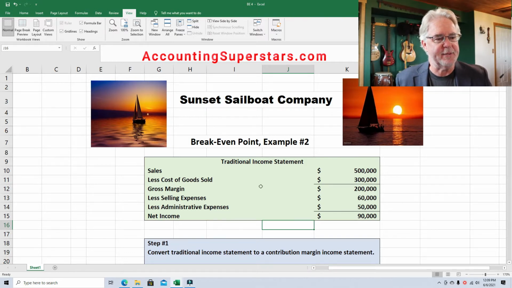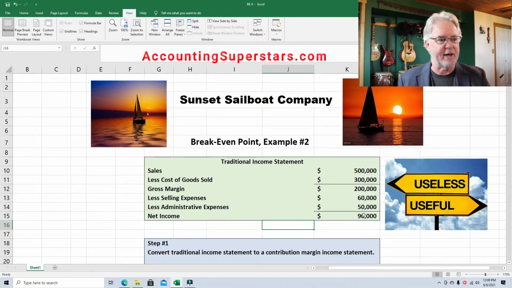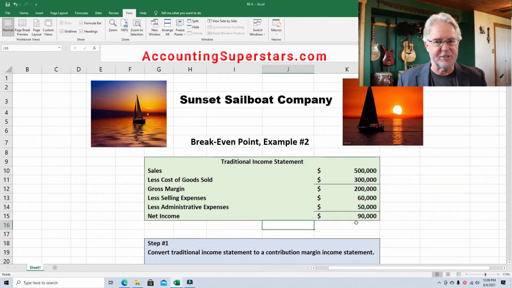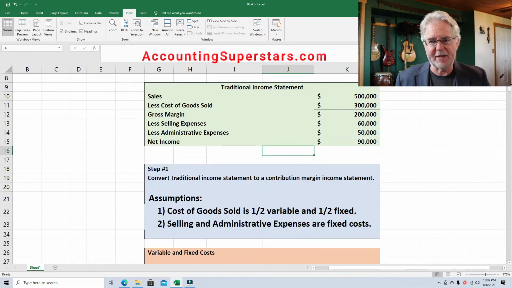So this traditional income statement, this is what you see all the time, but it's not real useful. You can't make a lot of really good decisions with it. And you might wonder, well, why in the world do they have it then? Well, it's just what's required by generally accepted accounting principles. I've got a couple of assumptions here. It's not how companies actually work, but it's just to get through this problem and keep it real easy.